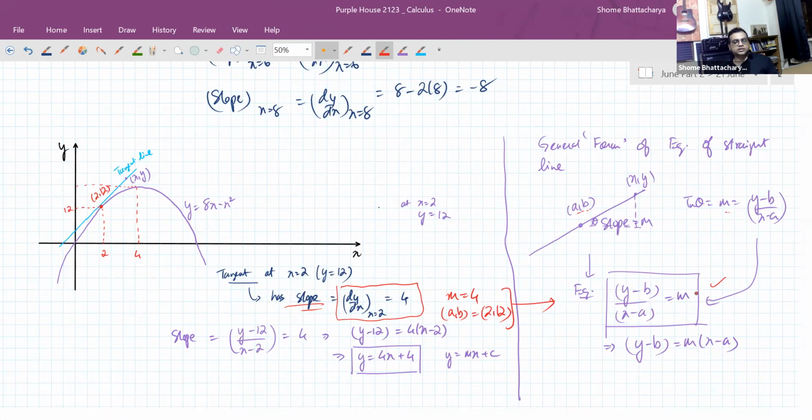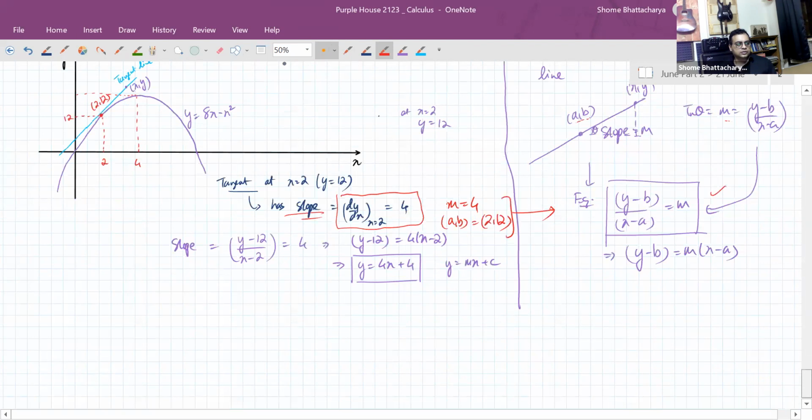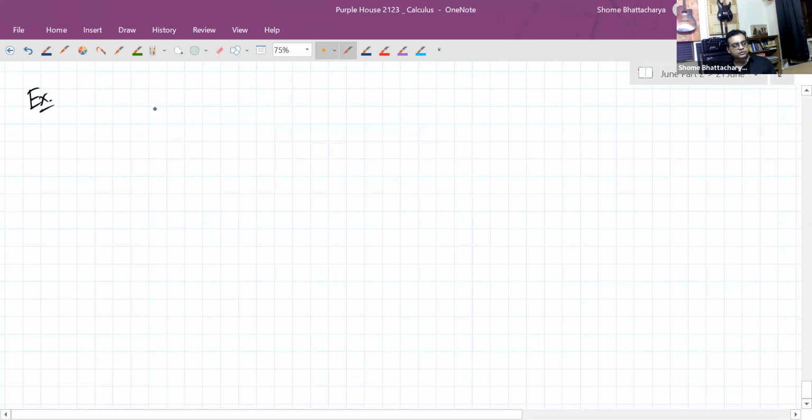Okay, so let's do another practice question based on this kind of concept. I have a feeling we need to practice this a little more. So let's do another example before we come back to the worksheet.